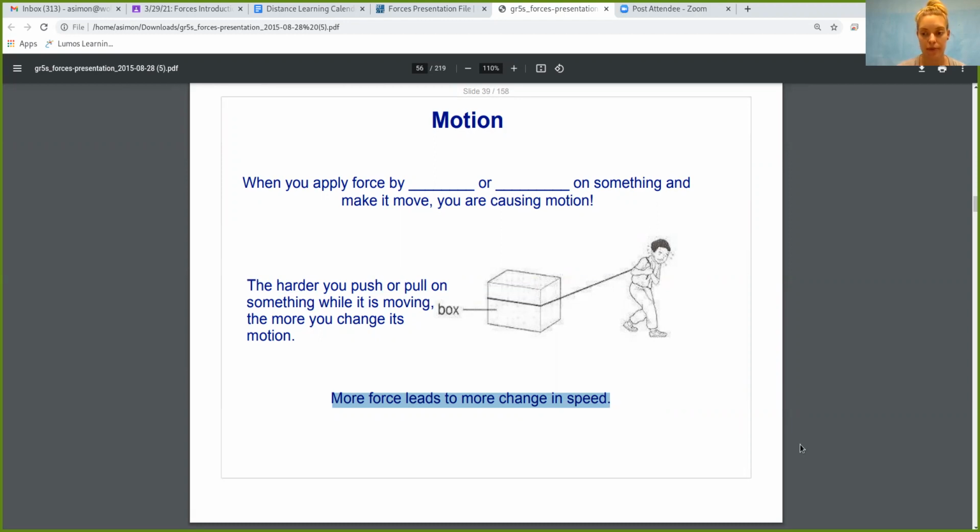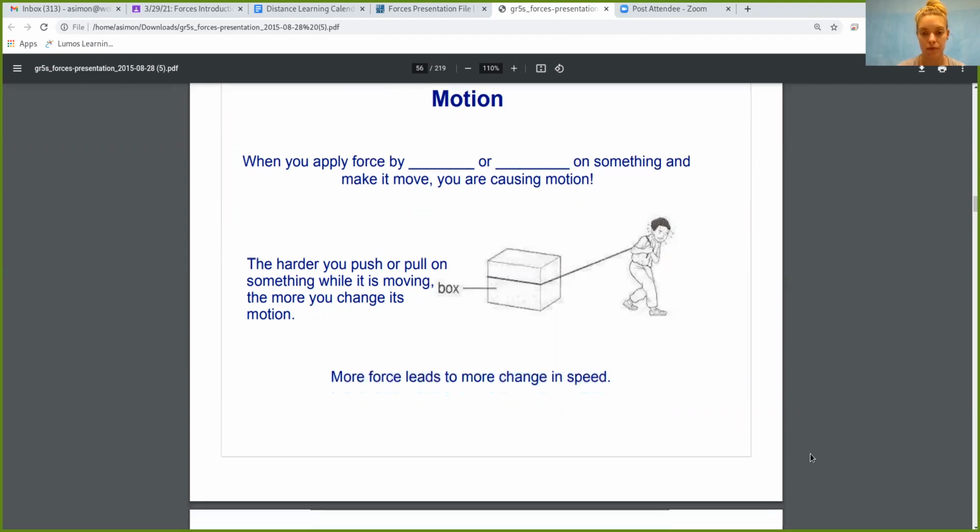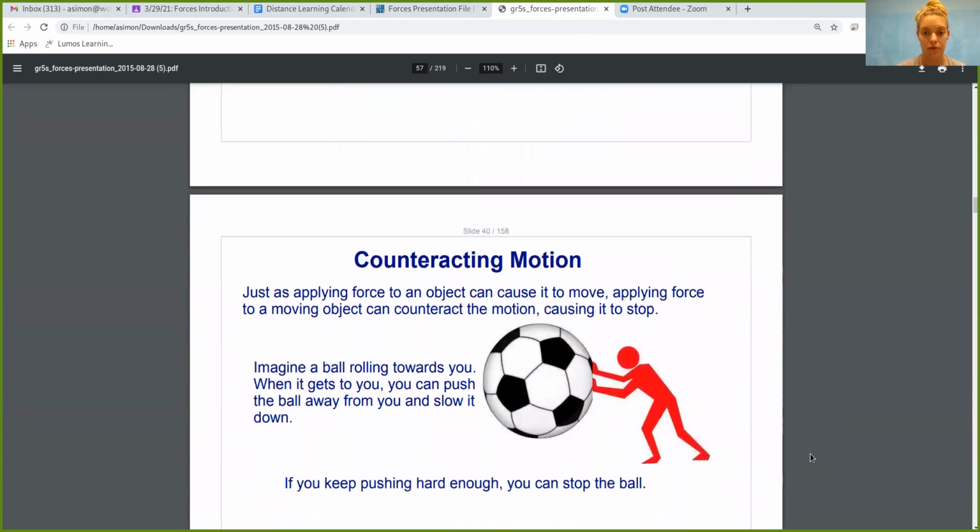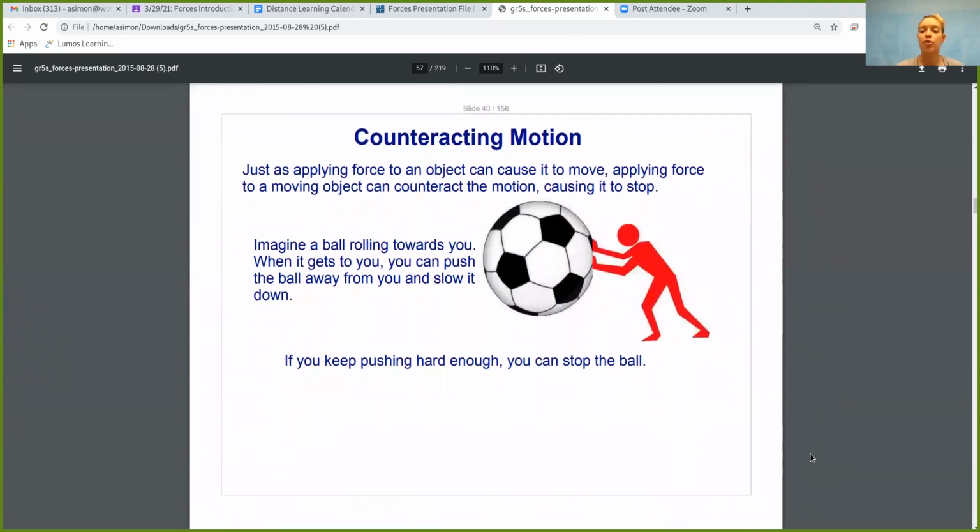All right, moving on. Now, counteracting motion. So just as applying a force to an object causes it to move in a certain direction, applying force to a moving object can counteract the motion, causing it to stop. So for example, imagine a ball rolling towards you. When it gets to you, you can push the ball away from you and slow it down.